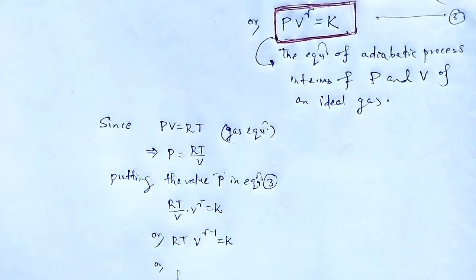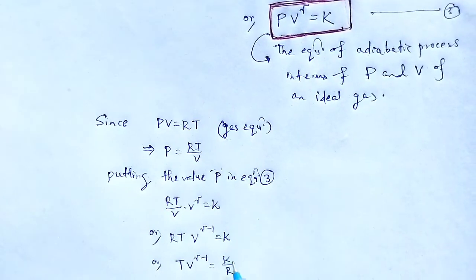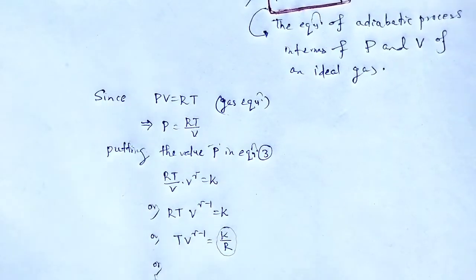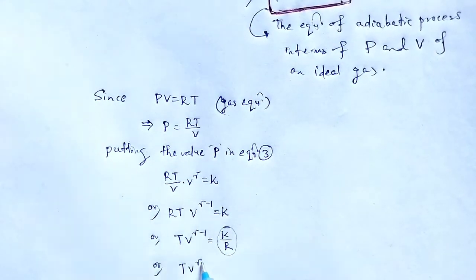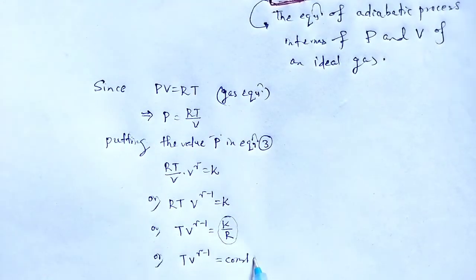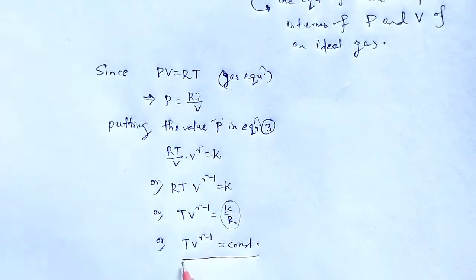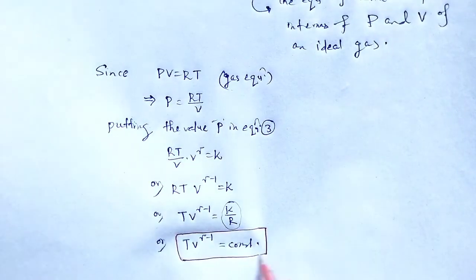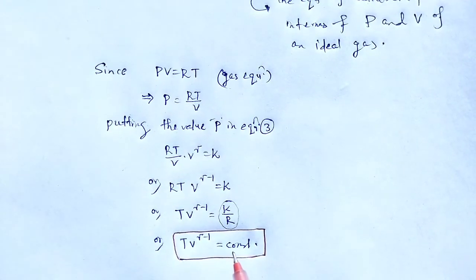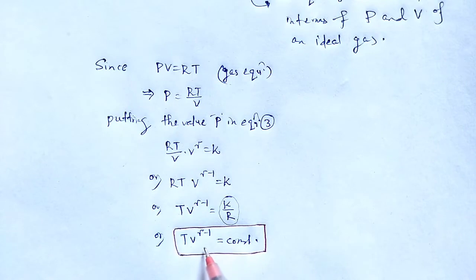Or TV to the power gamma minus 1 is equal to K by R. K is a constant, R is a constant. So K by R is a constant. So TV to the power gamma minus 1 is a constant. This is the equation of an adiabatic process in terms of temperature and volume.